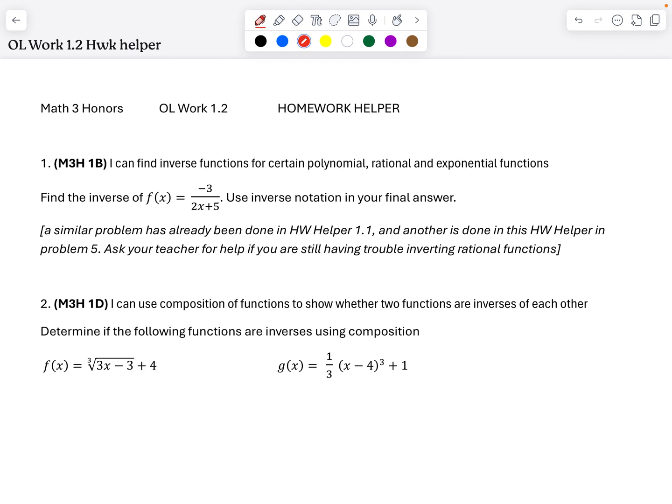Help for on OL work 1.2. Let's see. I'm not going to do this. There's another one on problem 5, and you've done some already. If you're having trouble, come and see me.